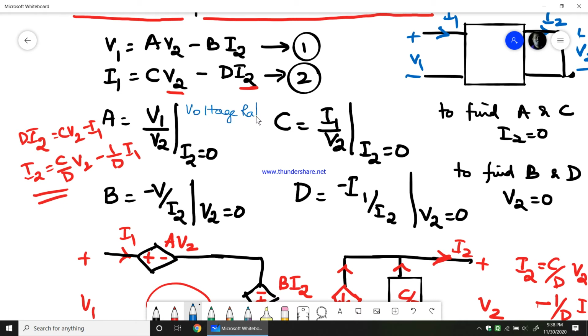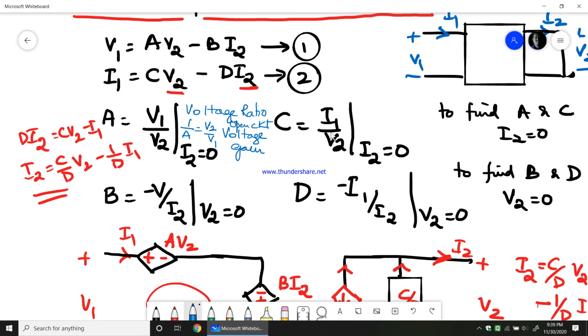If you take the reciprocal, 1 by A, it will be V2 by V1. I can say this is voltage gain, because output voltage by input voltage we always call gain. Now coming to I1 by V2. What type of voltage gain is this? Open circuit voltage gain, because you are making I2 equal to 0 to find A. So I can easily say open circuit voltage gain.